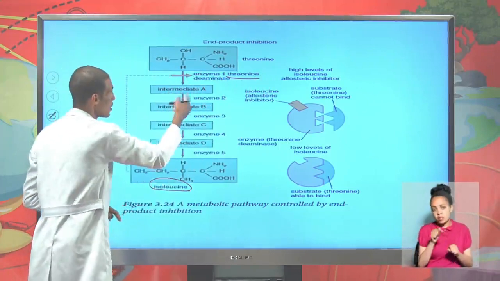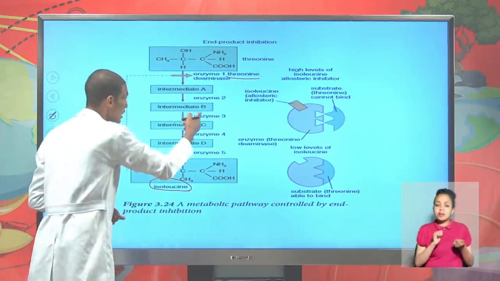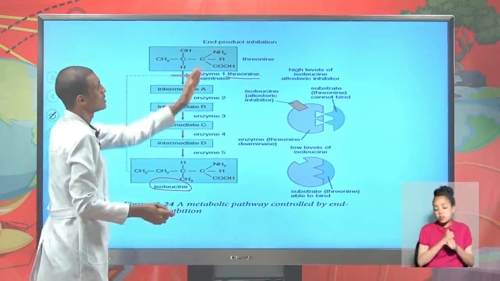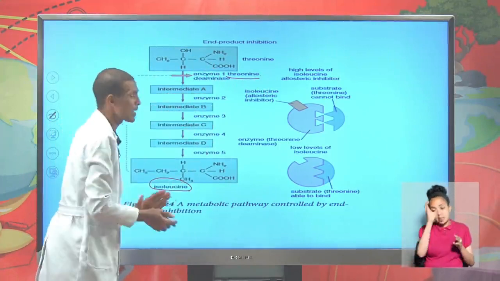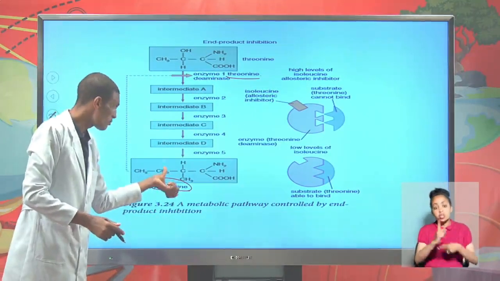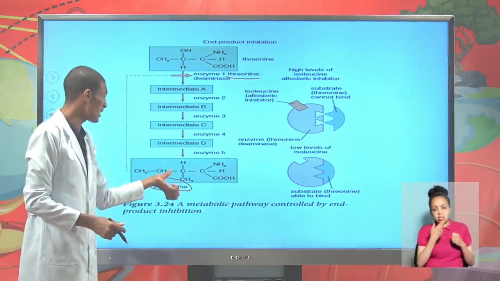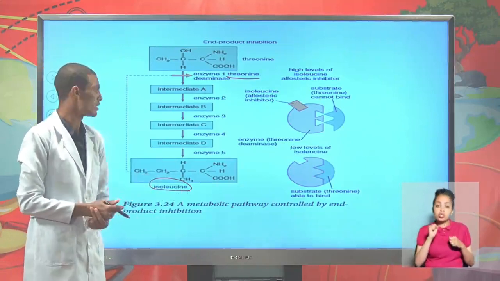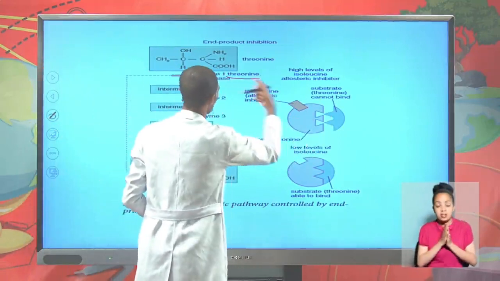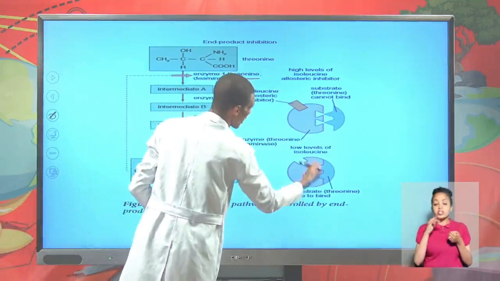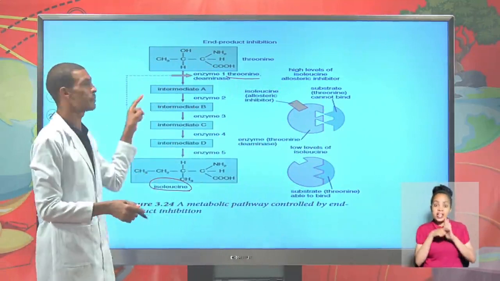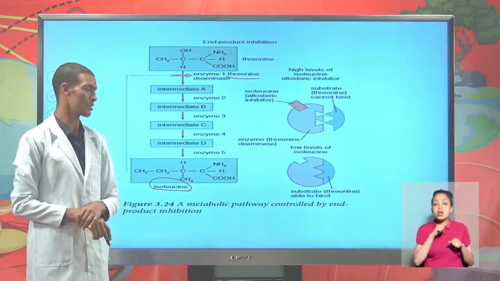So here there is no intermediate A formed, no intermediate B formed, no intermediate C formed, no intermediate D formed. The whole catalytic system of this enzyme becomes affected. Finally, there is no isoleucine formed. The cell is going to be affected since it loses the advantage it obtains from isoleucine. There is no binding here. There is no binding of enzyme 1 with threonine to finally form isoleucine. This type of pathway is said to be negative feedback inhibition or non-competitive inhibition.